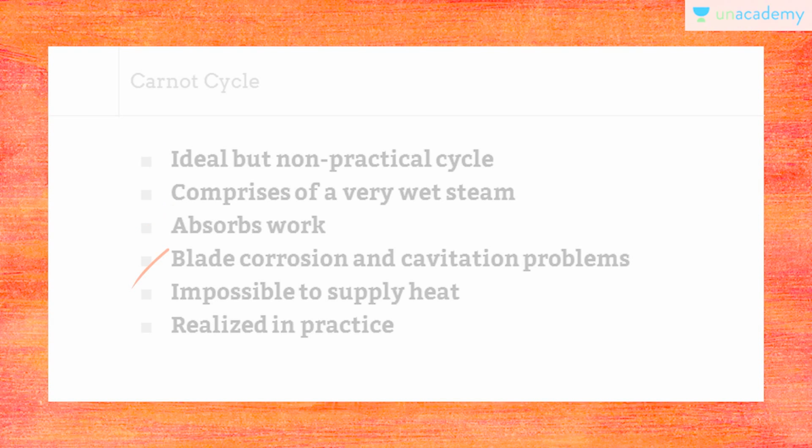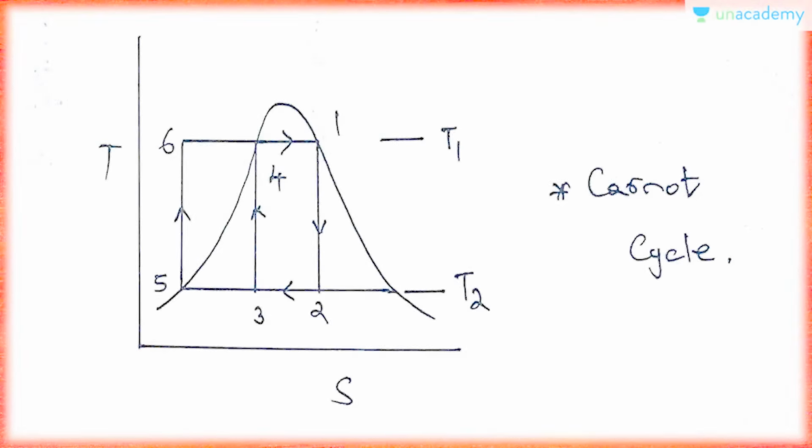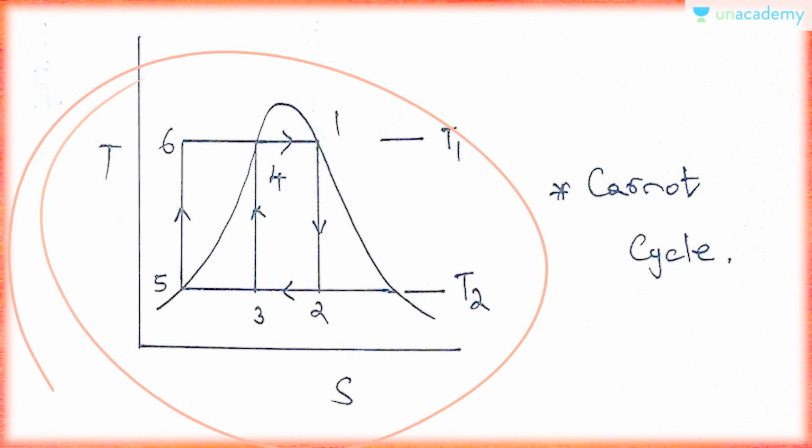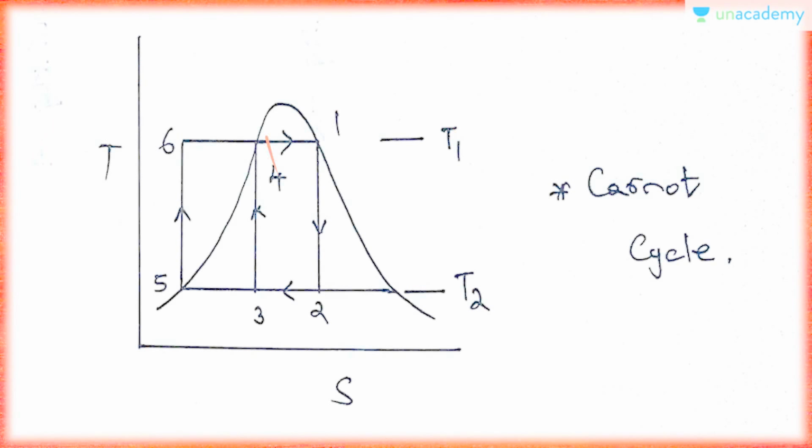For the cycle 1, 2, 5, 6, 1, the pump work, that is H6 minus H5, is again very high and it is impossible to supply heat at infinite pressures and at constant temperature from state 6 to state 4. So the Carnot cycle cannot be realized in practice. So this is the TS diagram of a Carnot cycle. So I can see here the states 1, 4, 6, 5, 3 and 2.